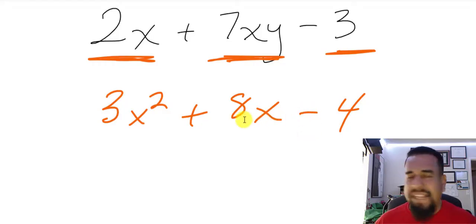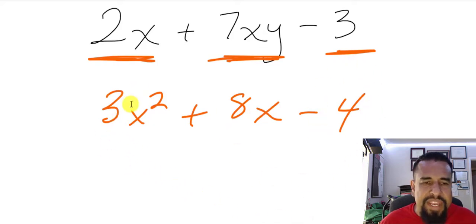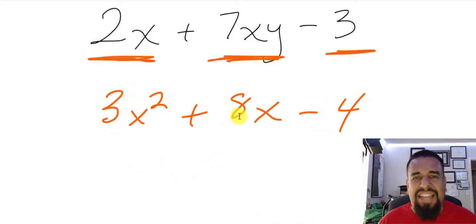They could all be plus signs. They could all be minus signs. It can be a combination. It doesn't matter. Therefore, I still have 3 terms. That extra exponent doesn't make a difference. This whole thing is still one term. This is another term, and this is another term. The 3 here is my coefficient, and my 8 is the coefficient on the second term.